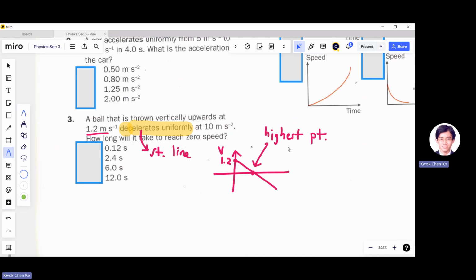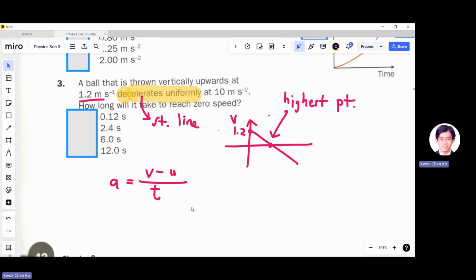Okay, you must really know this. So how long does it take to reach zero speed? Well, there's only one formula to use, remember? So it's final velocity. v minus u over t. v minus 1.2 over t equals to 10.